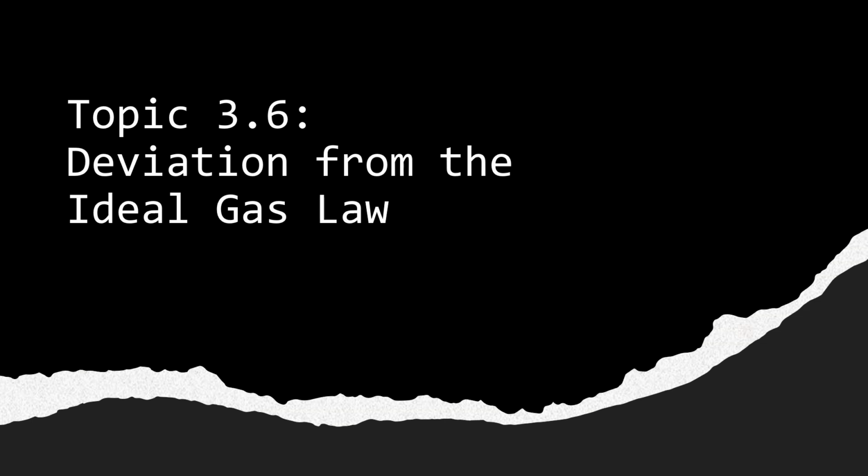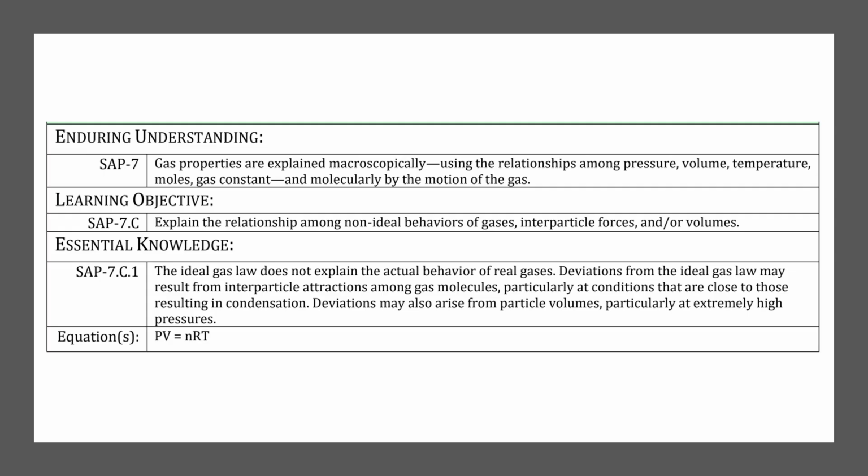This is topic 3.6 and 3.7. Topic 3.6 is the deviation from the ideal gas law. The objective is to be able to explain the relationship among non-ideal behaviors of gases, interparticle forces, and/or volumes.